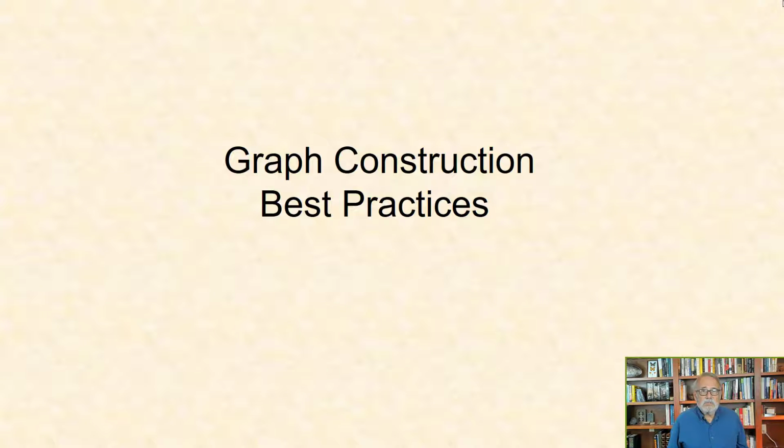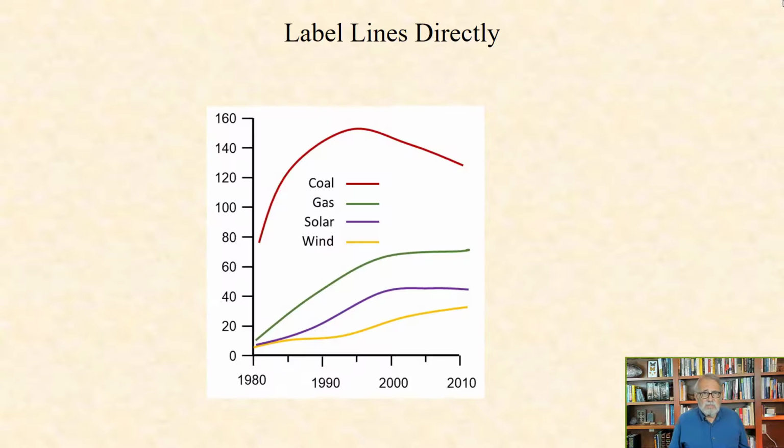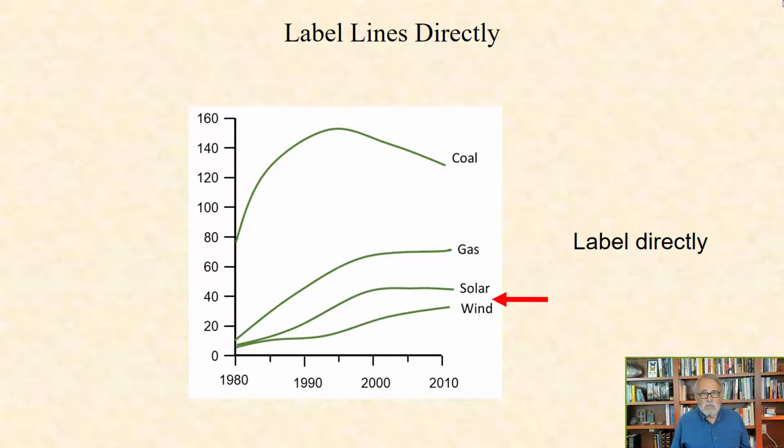In this next series of graphs, I will illustrate best practices in selected concepts for graph construction. The first is to label the lines directly, if possible, rather than to use a key. For example, these are labeled directly to eliminate the need for viewers to dart back and forth between a key and determine which line that corresponds to a particular label in the key.